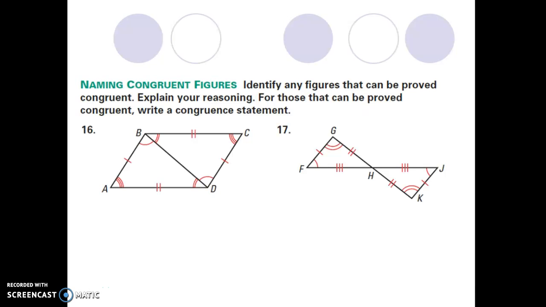We're going to get into these congruent figures. These are proofs, which we are going to get into most likely tomorrow, so don't worry about that. And that's all you have to worry about for tonight.